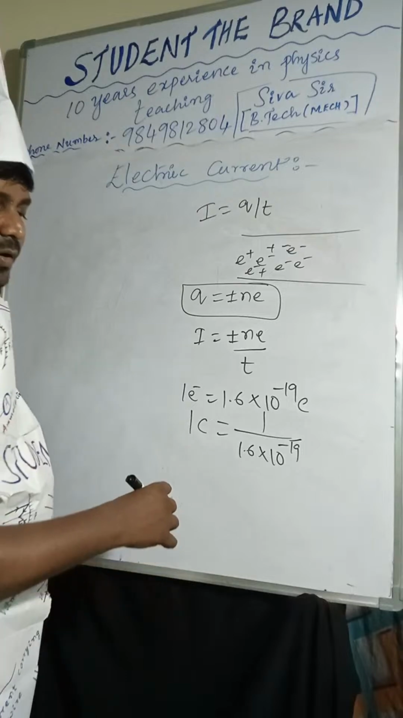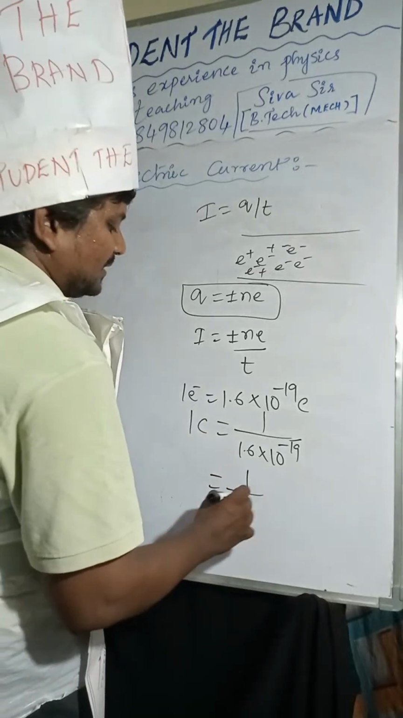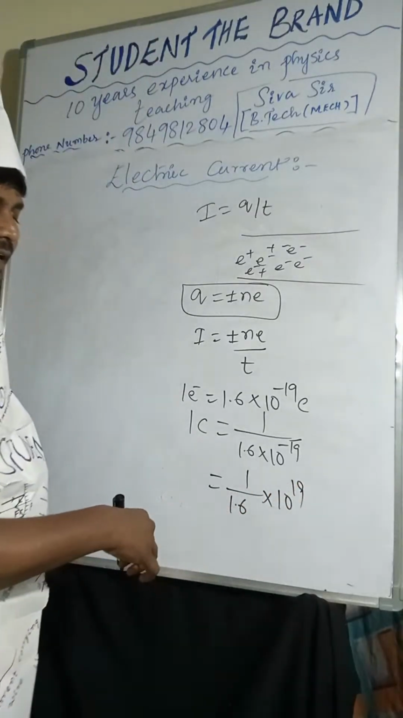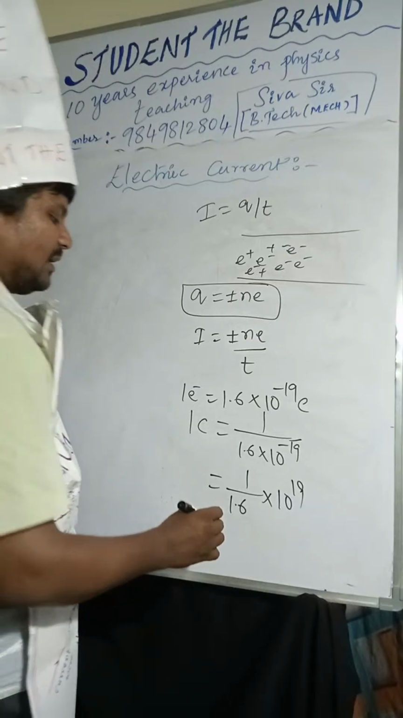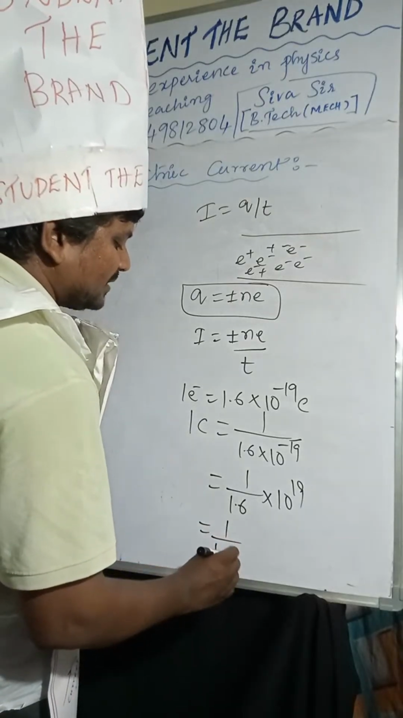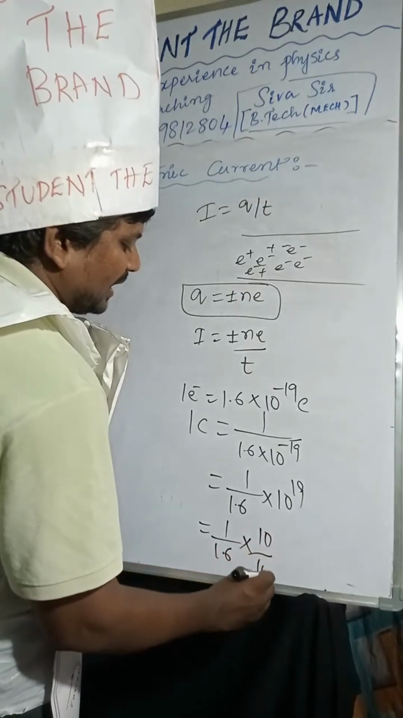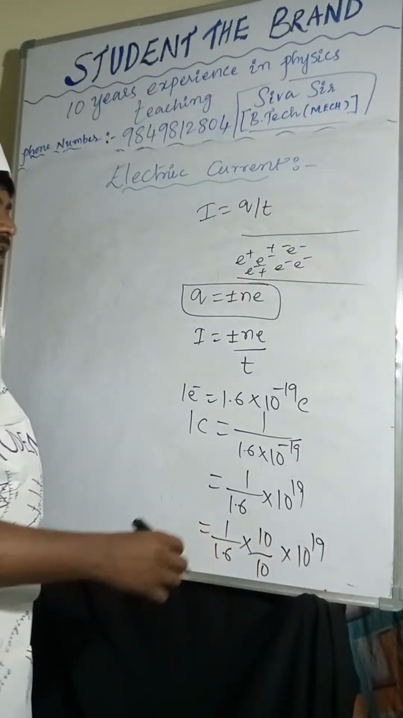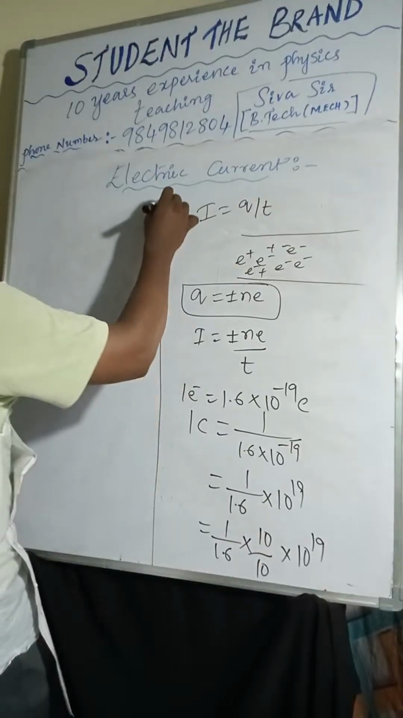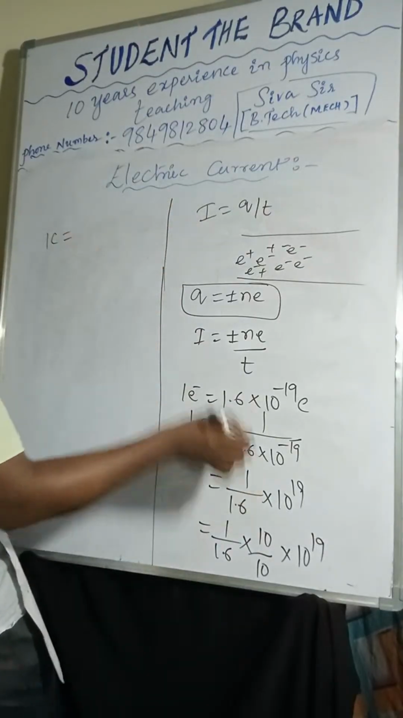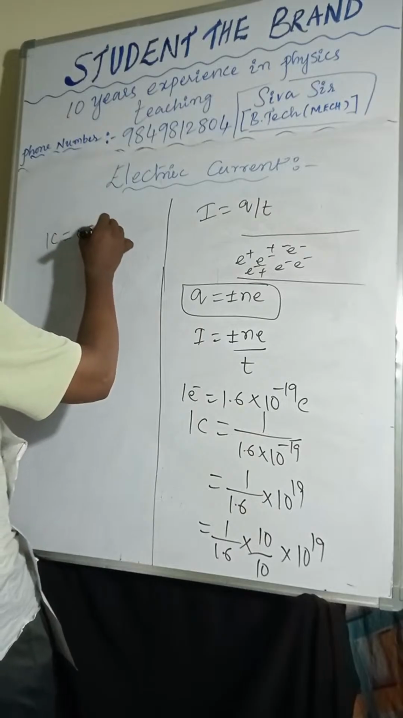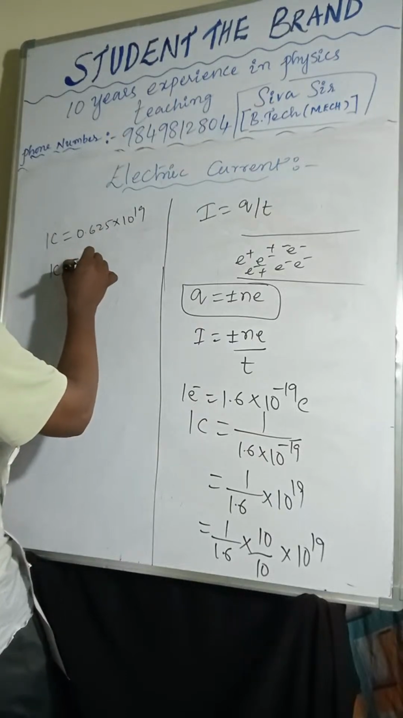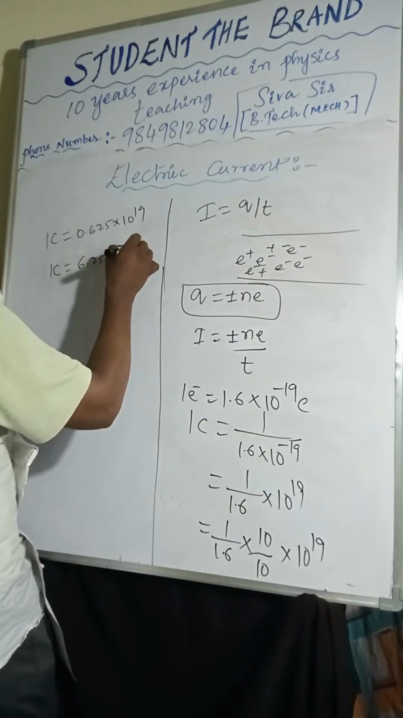Okay, so now you can consider 1 by 1.6 into 10 power 19. When you do 10 by 10, that is 10 power 19. If you solve it, in 1 coulomb you get 0.625 into 10 power 19, so 6.25 into 10 power 18 electrons.